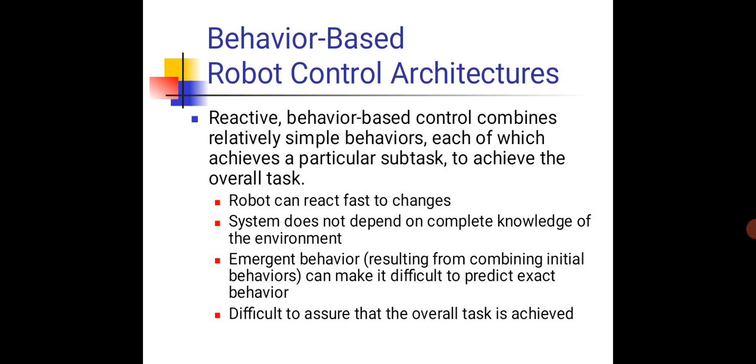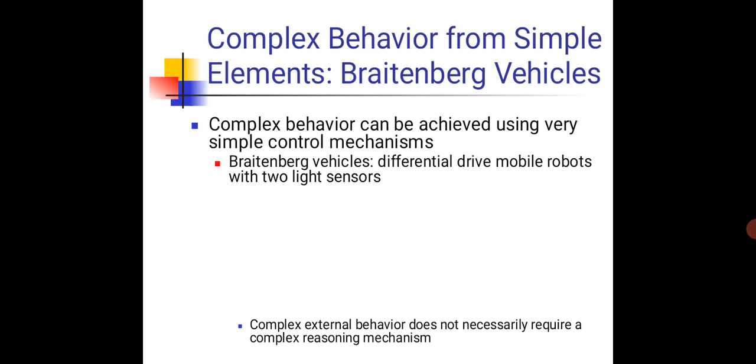Coming to this behavior based control architecture, here there are relatively simple behaviors, each of which achieves a particular subtask to achieve the overall task. So the robot can react fast to changes. The system does not depend on complete knowledge of the environment. Emergent behavior results from combining initial behaviors. This could make it difficult to predict exact behavior, and it is difficult to assure that the overall task is achieved.